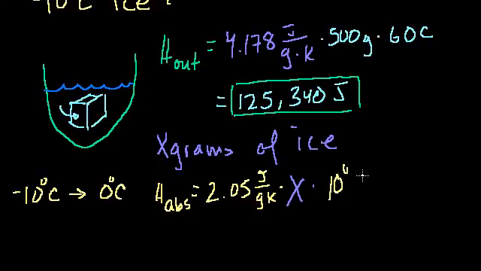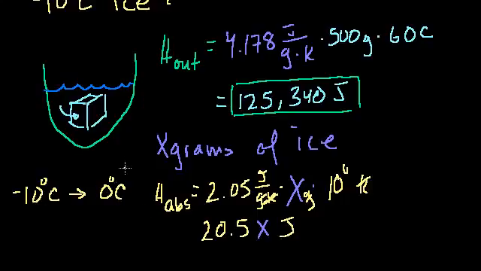I could write Kelvin here just because, at least when I wrote the specific heat units, I have a Kelvin in the denominator. It could have been a Celsius, but just to make them cancel out. This is, of course, X grams, so the grams cancel out. So the heat absorbed to go from minus 10 degree ice to 0 degree ice is 2.05 times 10, which is 20.5 times X joules. This is to go from minus 10 degrees to 0 degrees.